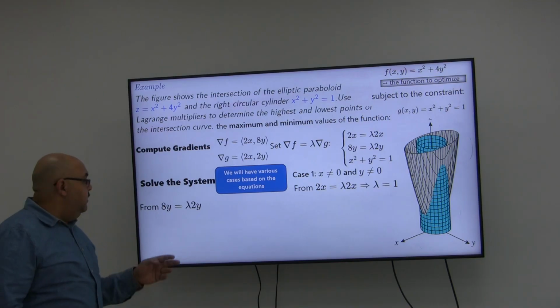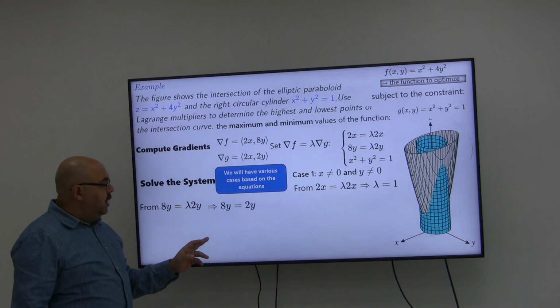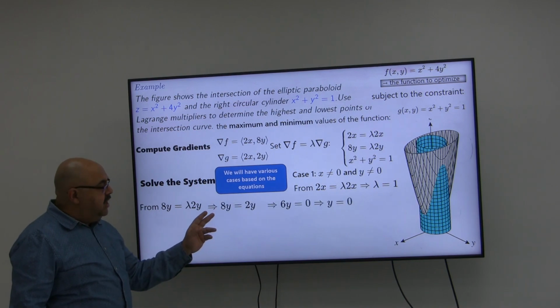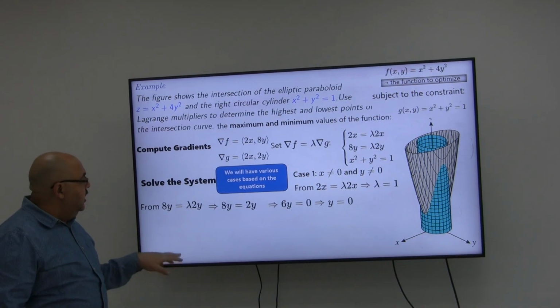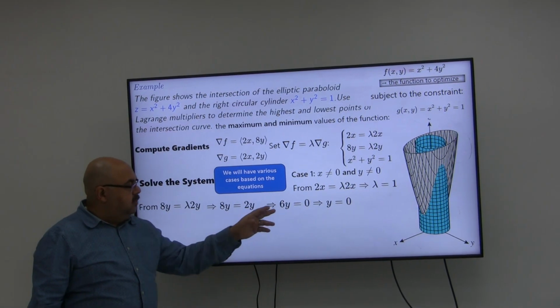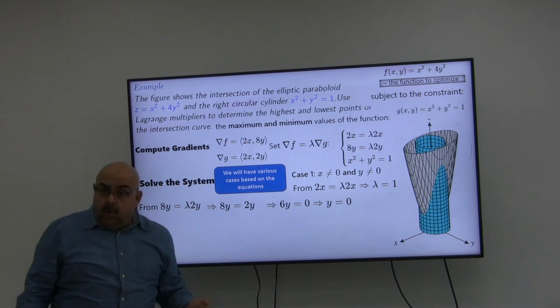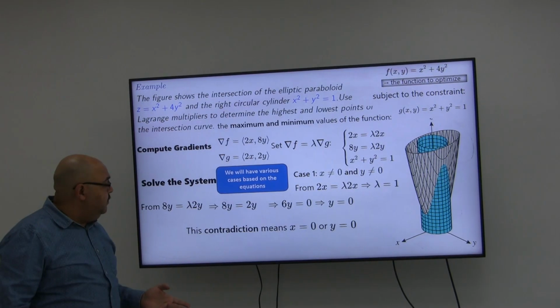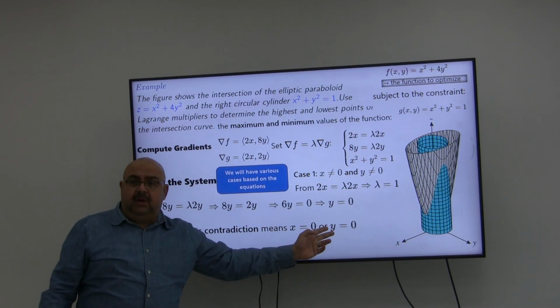If I did the same, dividing by y on both sides, and substitute with lambda equal to 1, I will have 8y equal to y, which is going to be 6y equal to 0, which means y is equal to 0. This contradicts my assumption. So this contradiction means x equal to 0 or y equal to 0.